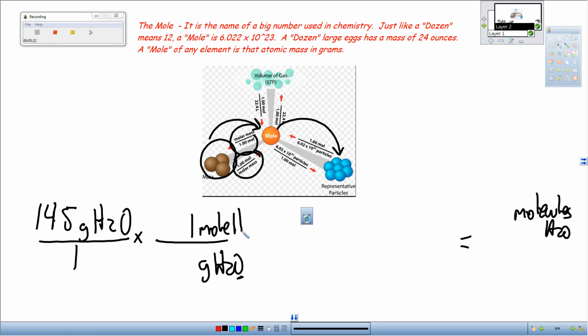So notice I have units and labels on everything. We're kind of OCD about that. So if I just cancel this out, one of the things you'll find, cancel, cancel. Now I'm left with moles of H2O. So let's go over here.